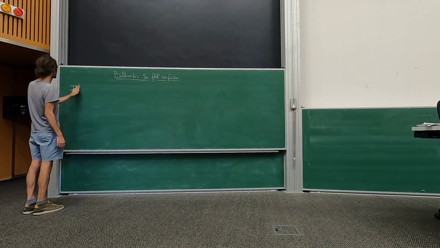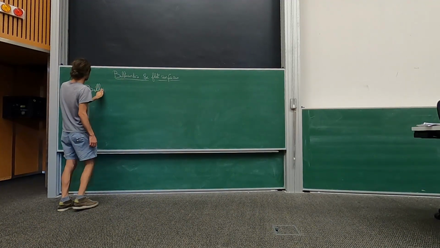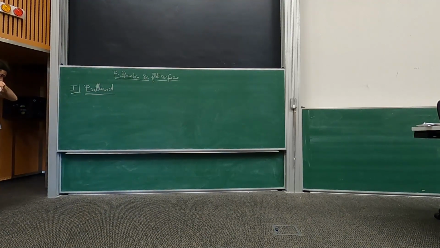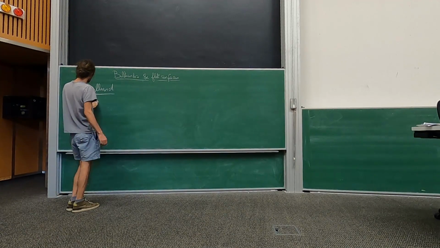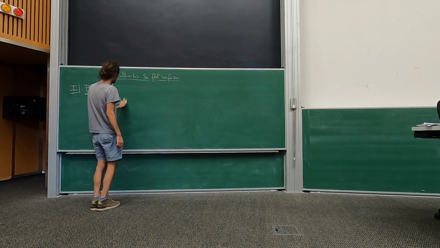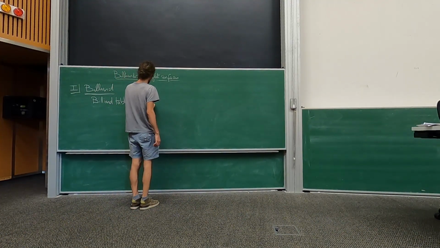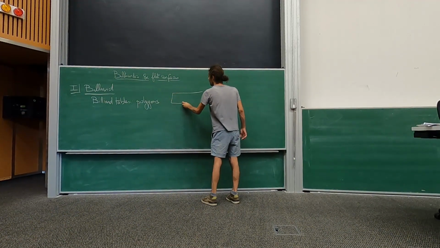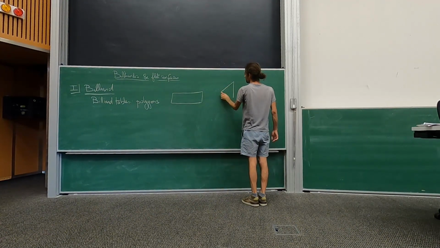So first, I want to talk about the first character of this story, which is the billiard itself. So I will only consider billiard tables that are polygons. So for example, it can be this or this.